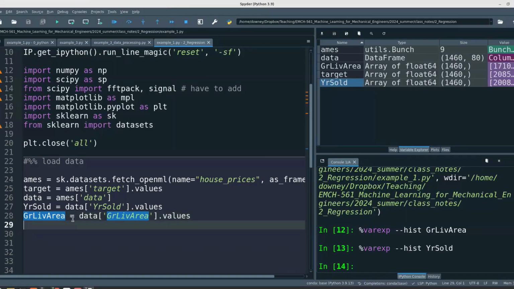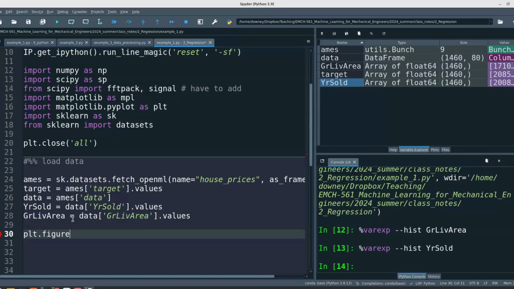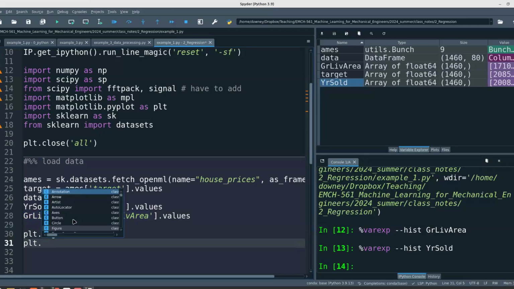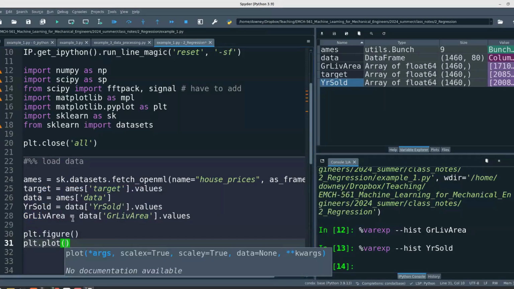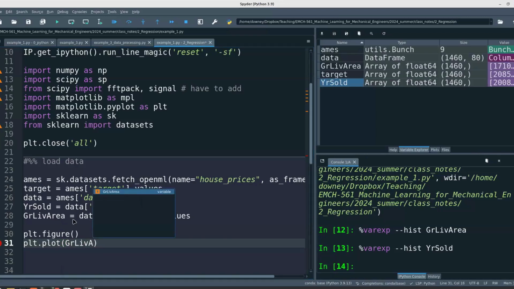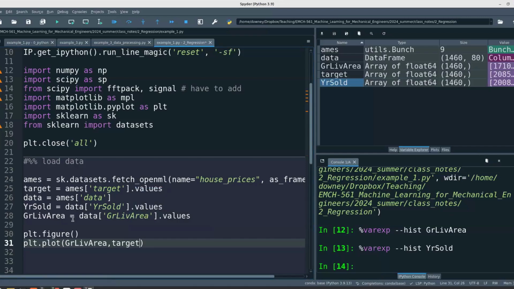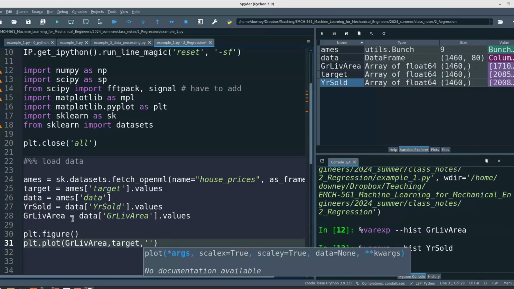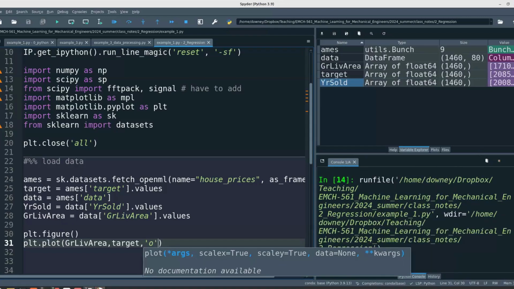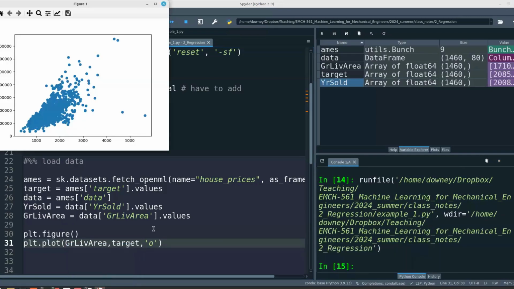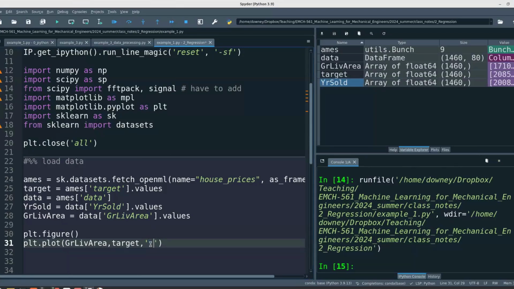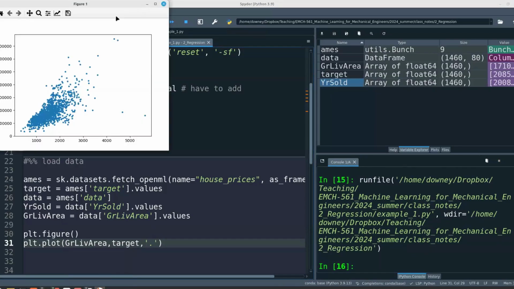Okay, let's go ahead and plot some of this data. Let's go plt dot figure, plt dot plot, GRLIVAREA, comma, TARGET. And I'm going to make a marker size of that as an O because I actually just want data points. You know, that's too many data points. I'm going to make a period as my marker size. I like that plot better.